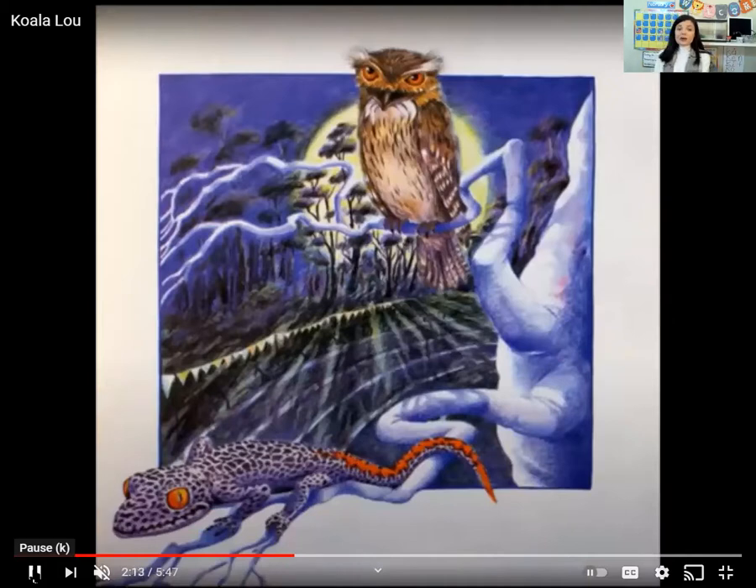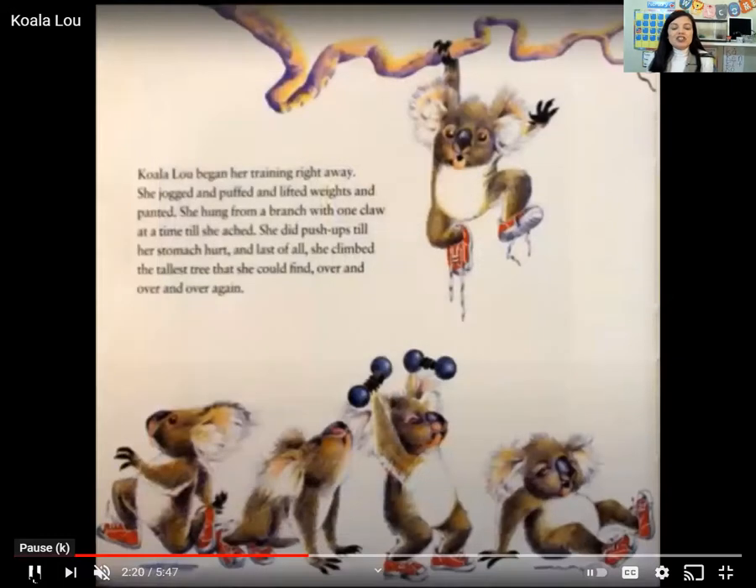The next morning, Koala Lou began her training. She jogged and puffed and lifted weights and panted. She hung from a branch with one claw at a time till she ached. She did push-ups till her stomach hurt. And last of all, she climbed the tallest tree that she could find. And she did that over and over and over again.